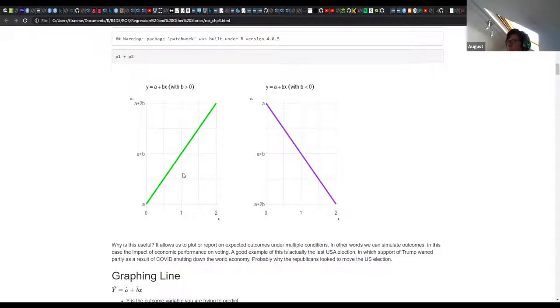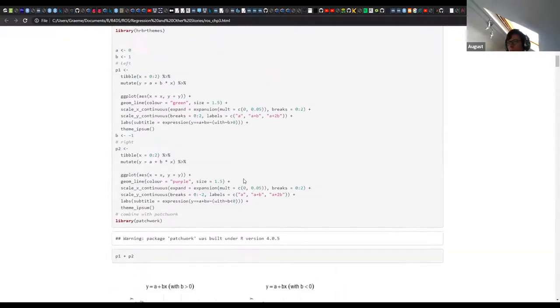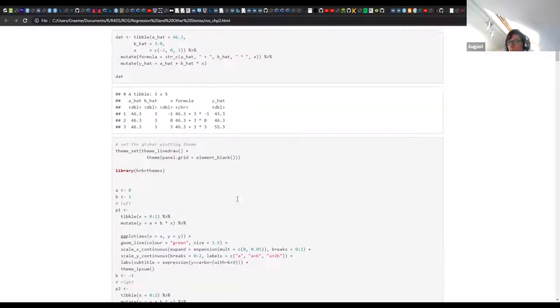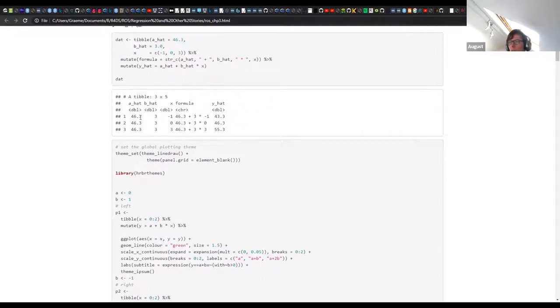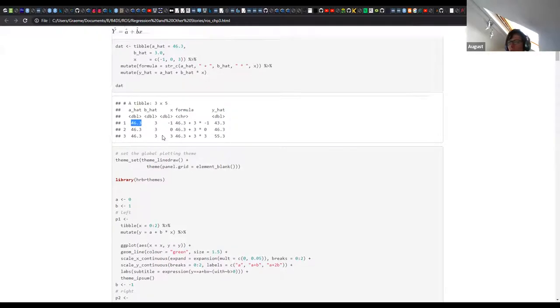What they did in the previous one was they created a regression where they worked out that the incumbent in a US presidential election would get something like, is it 30, 40 something percent of the vote? Or is it 46? There you go. So this is your matrix. So you've got your coefficients here.